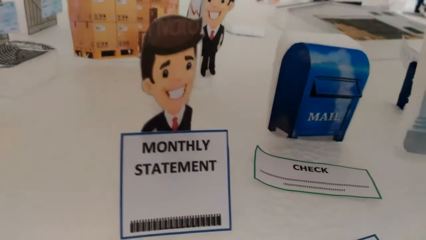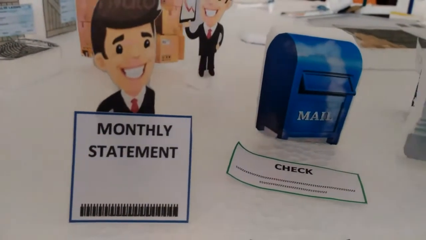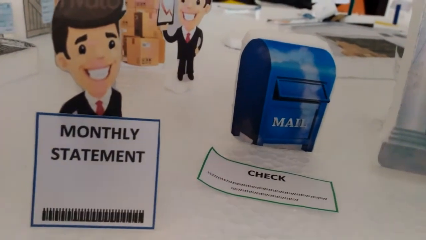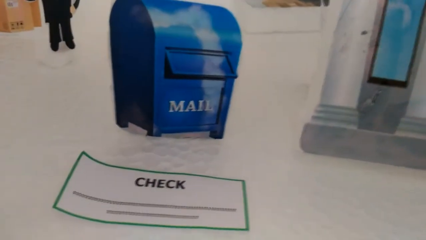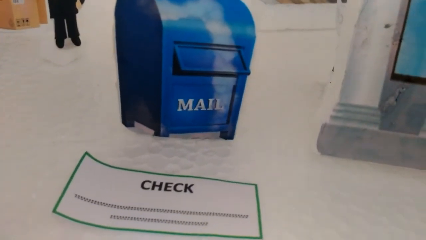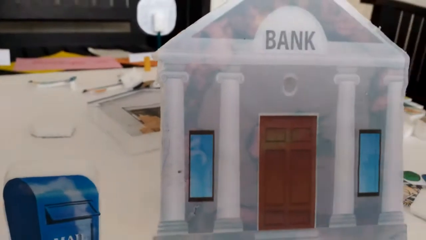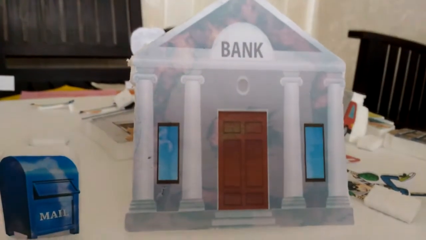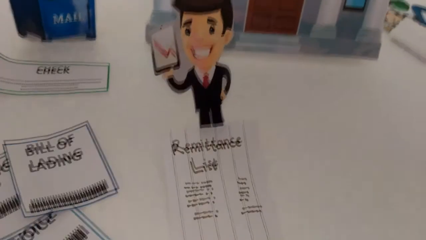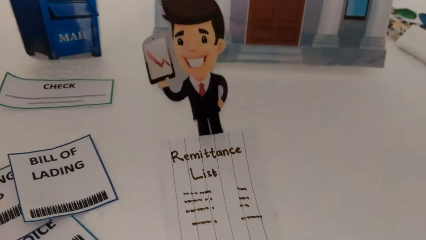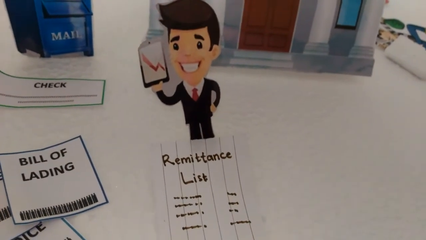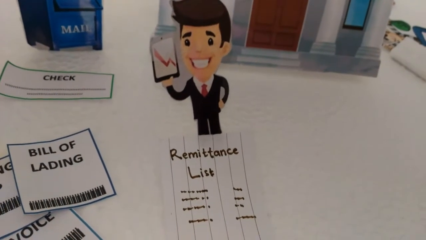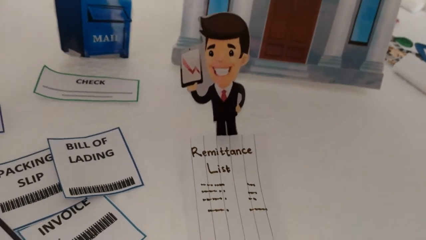After that, the company will send a monthly statement to the customer, and when the customer receives the statement, they will send a payment by mailroom to the bank of the company. When the cashier receives the cash, he will record it into a remittance list. The remittance list will be used again to update the accounts receivable for the customer.